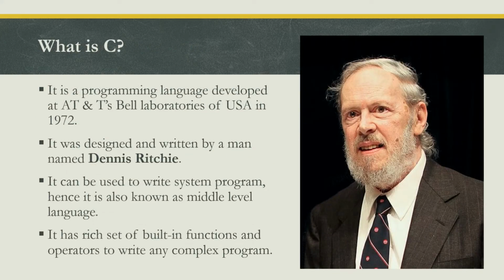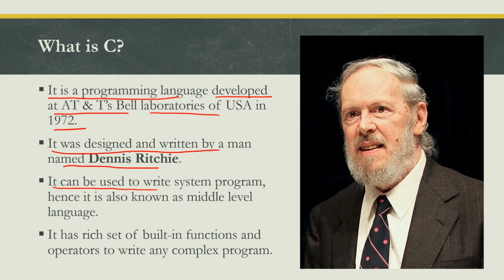Now let's discuss what C is. It is a programming language developed at AT&T's Bell Laboratory of the US in 1972. It was designed and written by a man named Dennis Ritchie. It can be used to write system programs, hence it is also known as a middle level language. If somebody asks you why C is a middle level language, it is because C is used to write system programs.